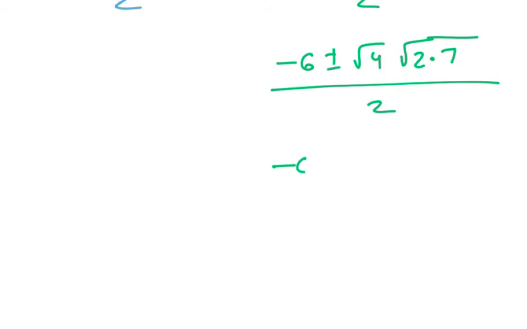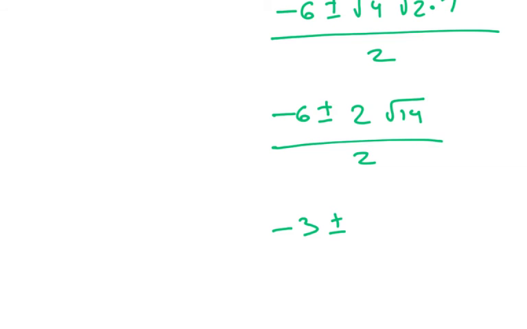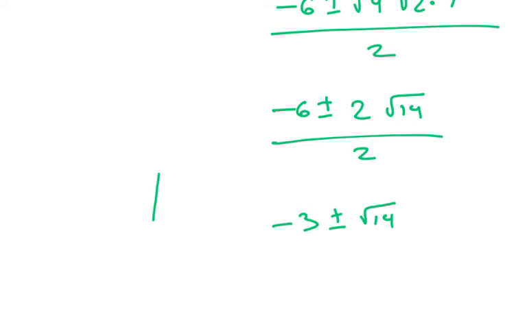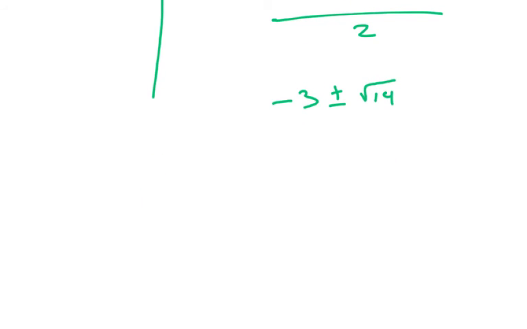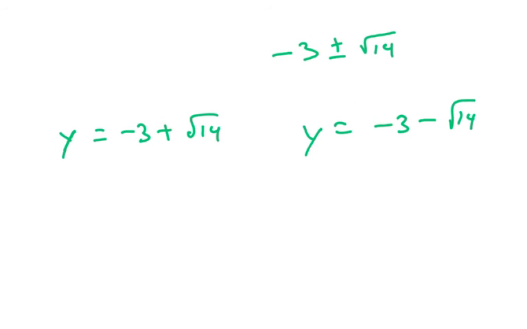So this breaks down to negative 6 plus or minus 2 root 14 over 2, which gives me negative 3 plus or minus square root 14 if I divide through by 2, which means that I can argue that y is equal to negative 3 plus square root 14, and y is equal to negative 3 minus square root 14. Now y is not just y, it's e to the x.